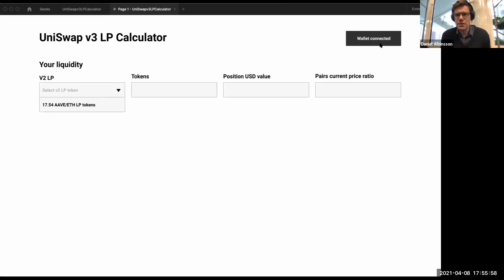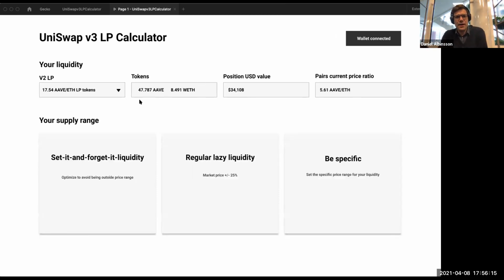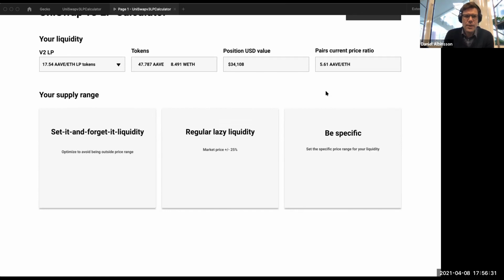So the first thing is to connect the wallet, and we select this LP token. So it's 17.54 Aave-ETH LP tokens. So we select that and we see that it currently contains this much Aave and this much ETH, and it's valued at this price. And the pair ratio is 5.61.